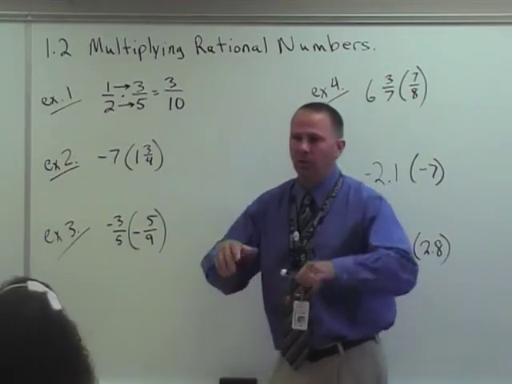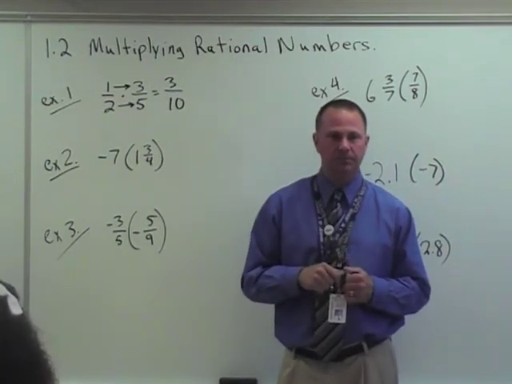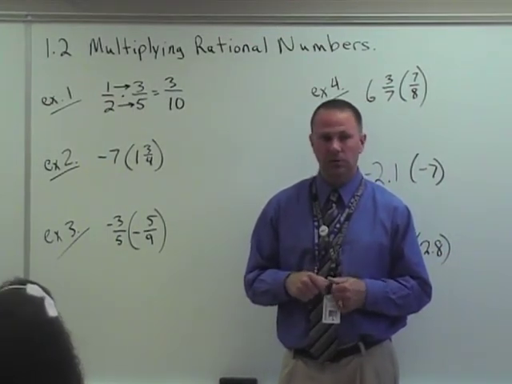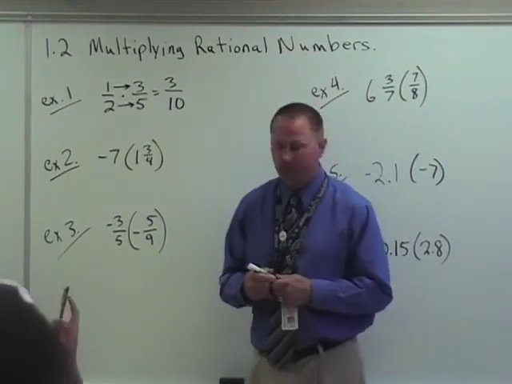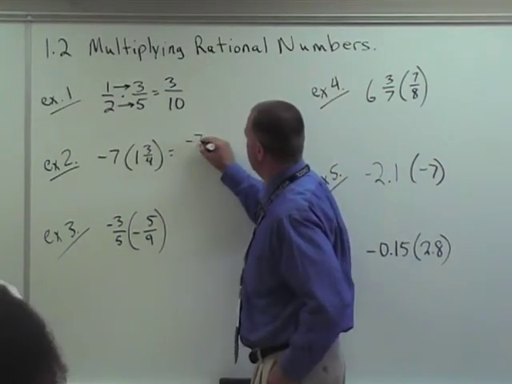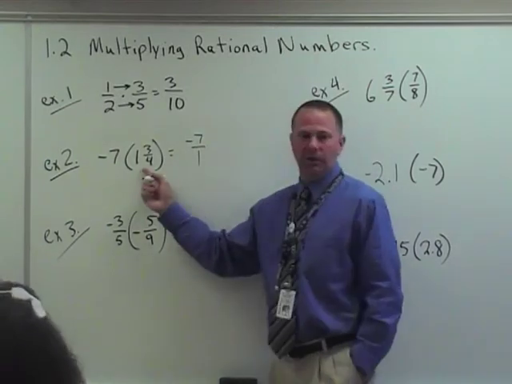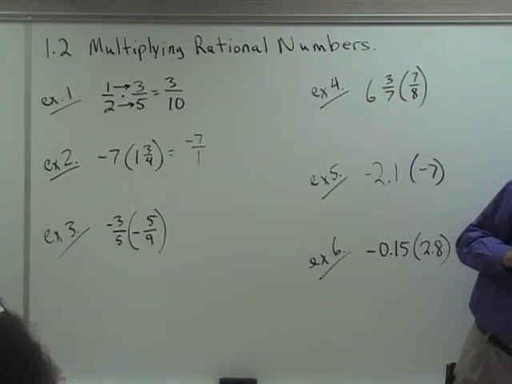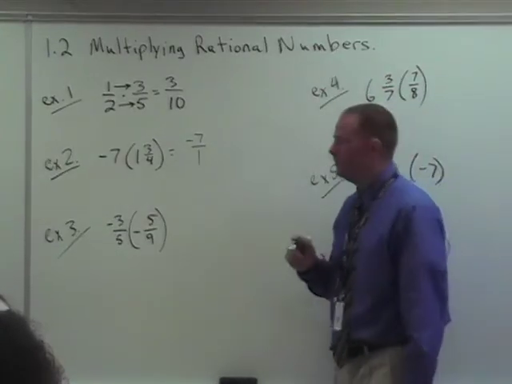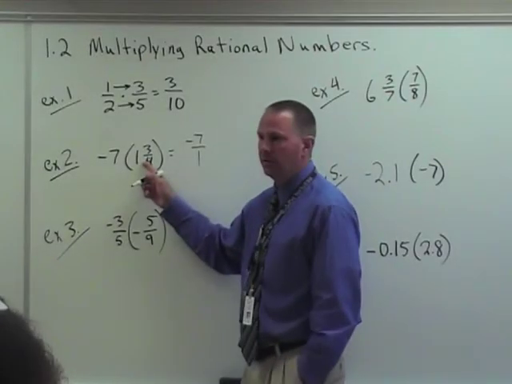How do I do that? What do you think you should do to make it easier? Yeah. Make it over 1. Make what over 1? 7 over 1. All right, so we're going to make this a -7/1. You going to do anything with this? Make it into an improper fraction. All right, how do I do that?